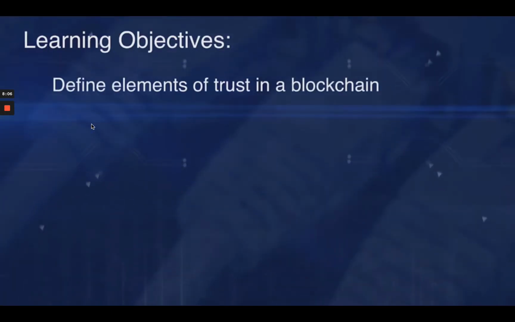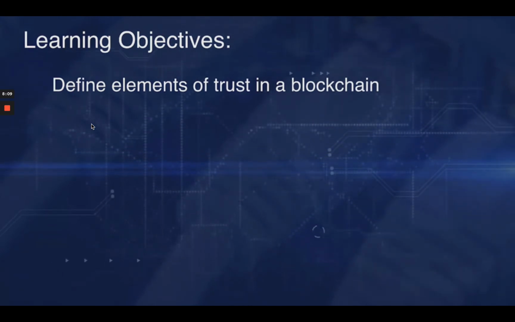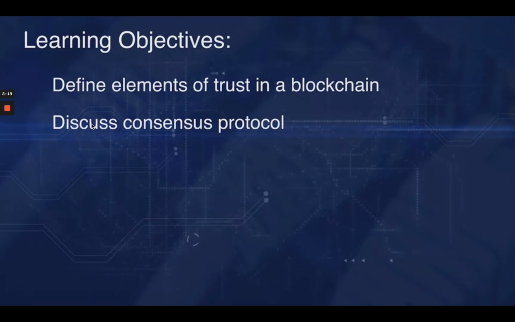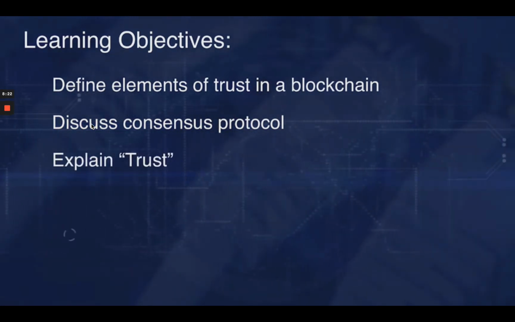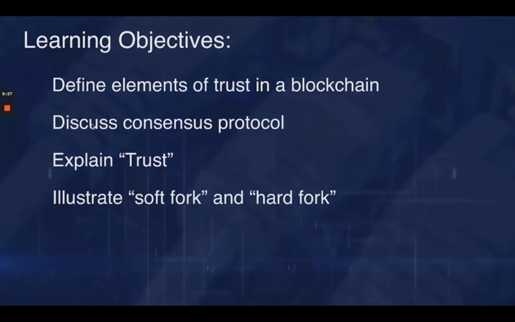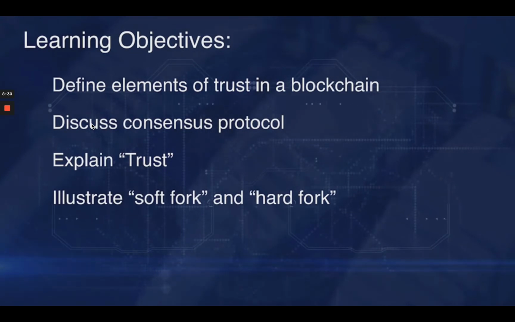In the last module, we learned about the use of public key cryptography and hashing for validation of transactions and blocks. After this module, you will be able to define elements of trust in a blockchain: security, validation, verification, and consensus; discuss consensus protocol, an algorithmic approach to add a new block and to secure the chain; explain trust in the robustness of the main chain; and illustrate trust in managing exceptional situations such as hard fork and soft fork.